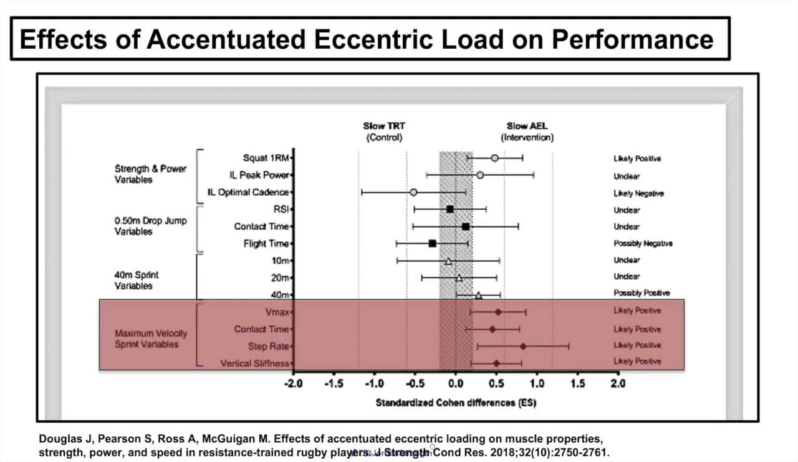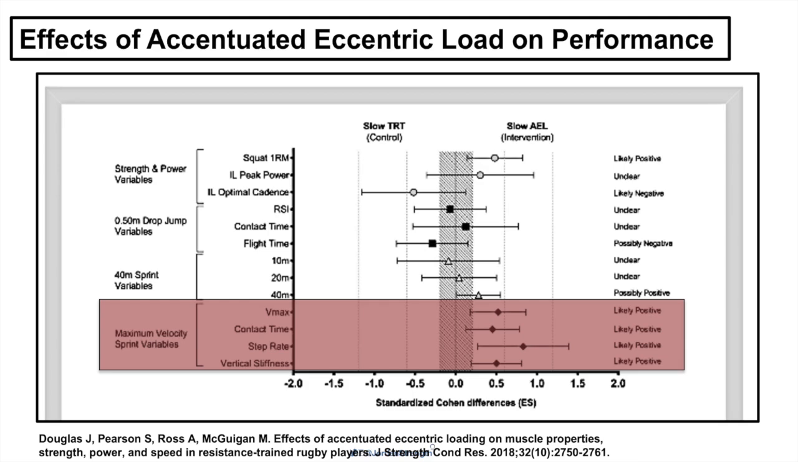So basically overloaded the eccentric phase more than the concentric movement phase and compared it to traditional weightlifting or traditional resistance training in a group of highly trained rugby players. And it's really interesting to note that some of the adaptations that occurred were around the velocity of movement, right? So running speed, these sorts of measures that you see highlighted in red were all positively impacted by the accentuated eccentric training protocols. Now, you can think about why this might have occurred.